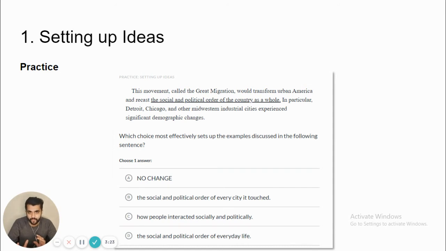So the setup should concern cities as well. It should mention cities, it should introduce cities, and then the following sentence is an example of cities, right? If you look at our options, option B is the only one which mentions city, right? So option B, the social and political order of every city it touched, is the right answer as well because it sets up the prompt really well for the subsequent examples that come after it.